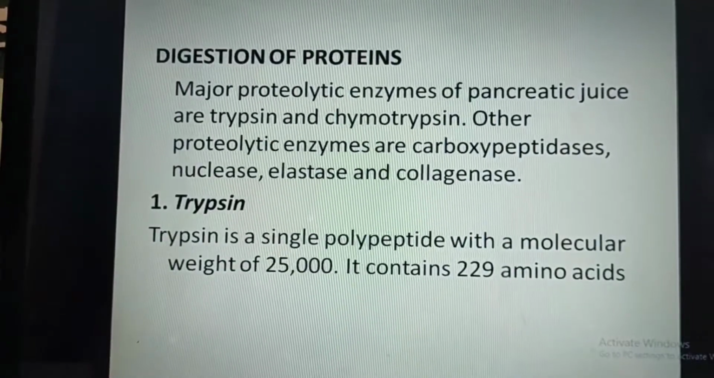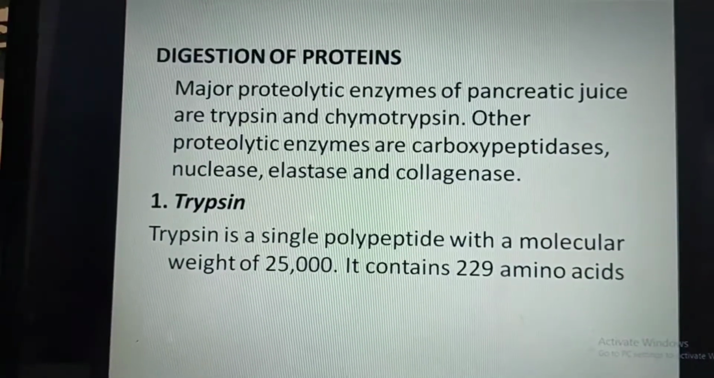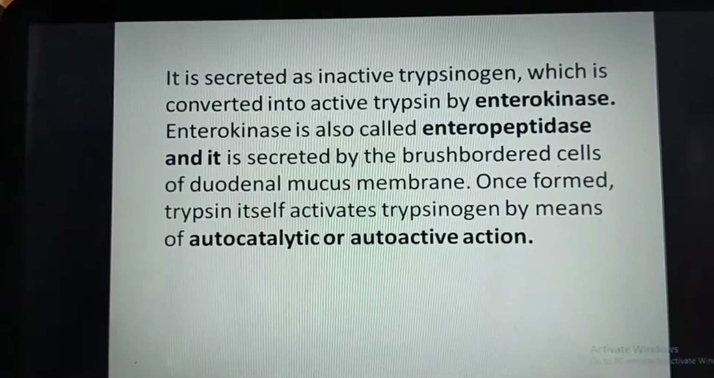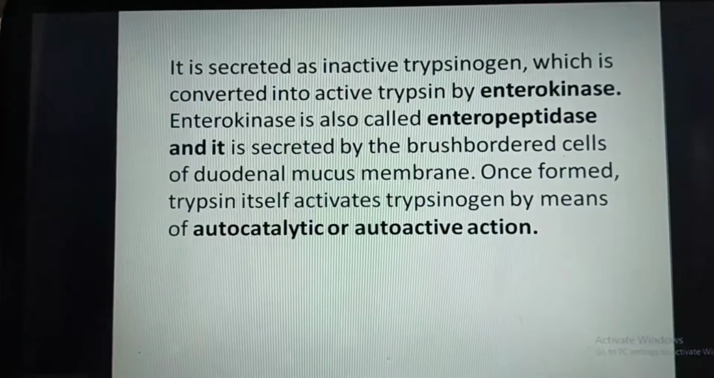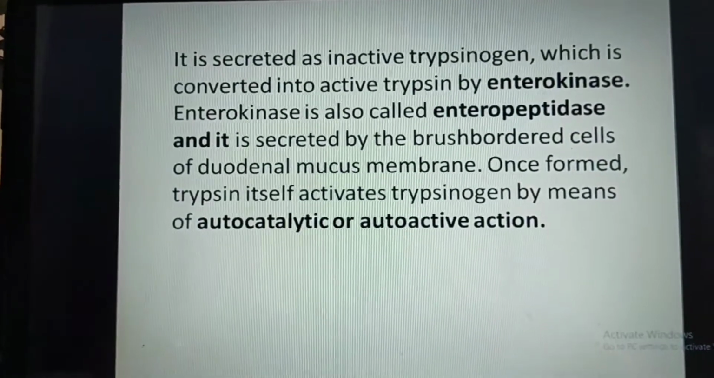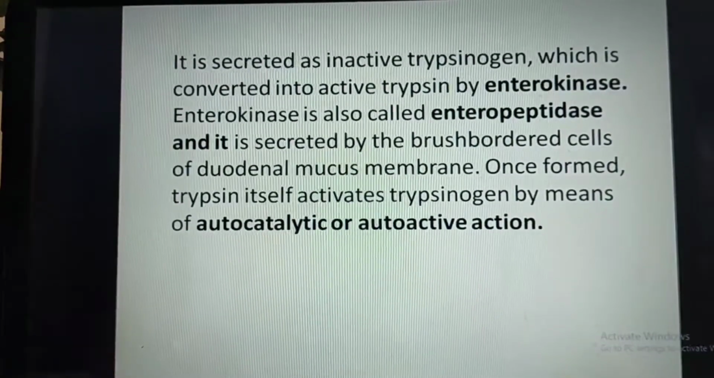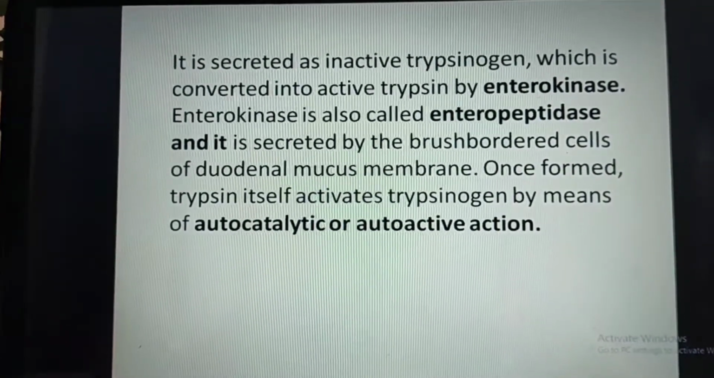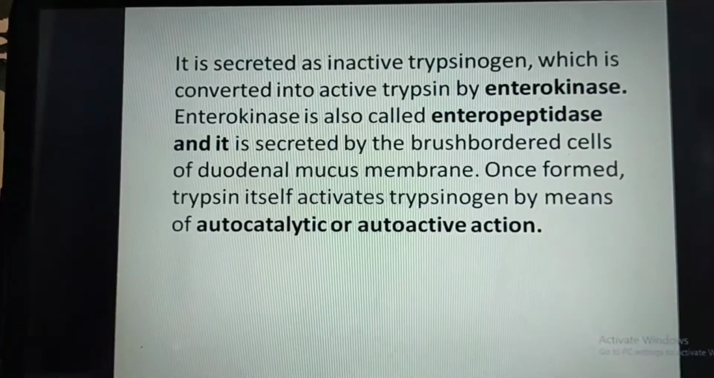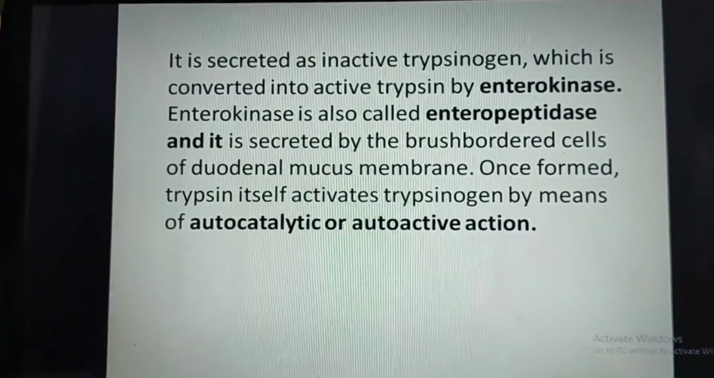First, we'll talk about the trypsin. Trypsin is a single polypeptide with a molecular weight of 25,000. It contains 229 amino acids. It is secreted as inactive trypsinogen, which is converted into active trypsin by enterokinase. Enterokinase is also called enteropeptidase, and it is secreted by the brush-bordered cells of duodenal mucous membrane. Once formed, trypsin itself activates trypsinogen by means of autocatalytic or autoactive action.